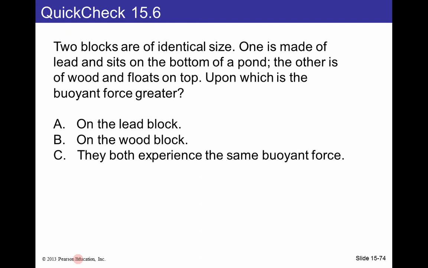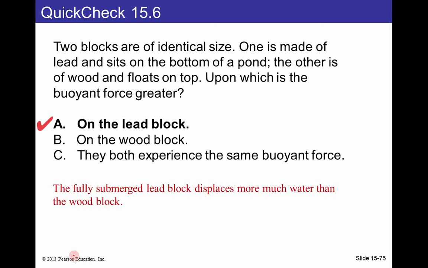Okay, another question here. Two blocks are of identical size. One is made of lead and sits on the bottom of a pond. The other is wood and stays on top. Which one has the greater buoyant force? And the answer is the lead block, because that is completely immersed in the liquid. So therefore it displaces more liquid and there's more buoyant force.